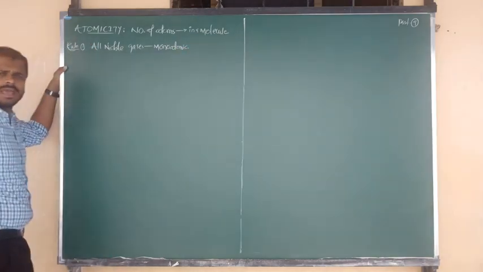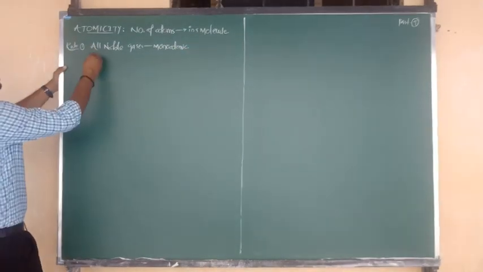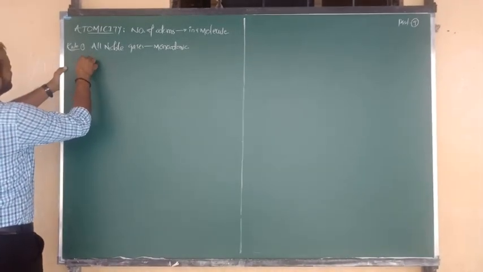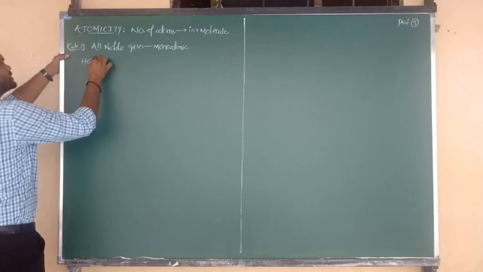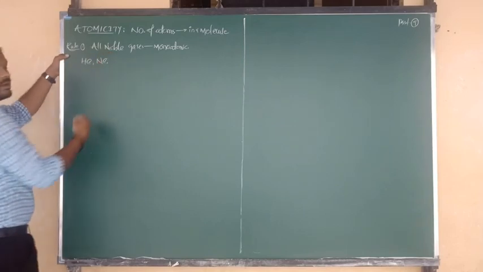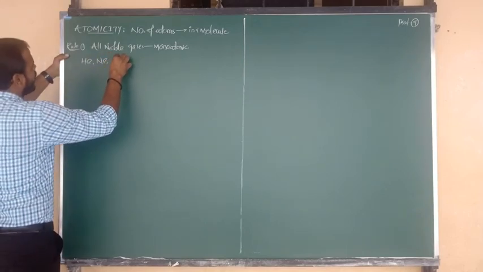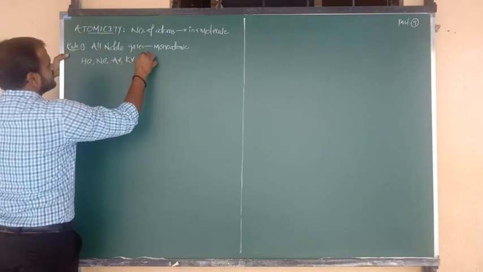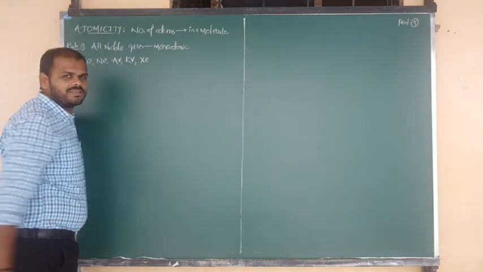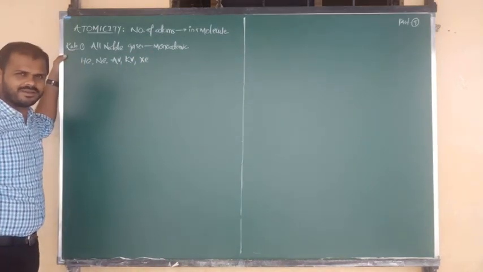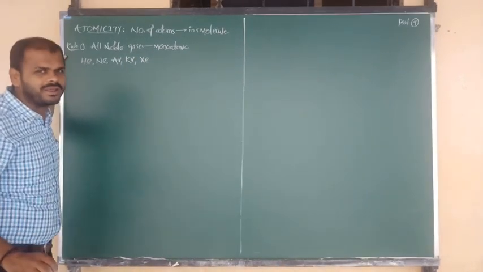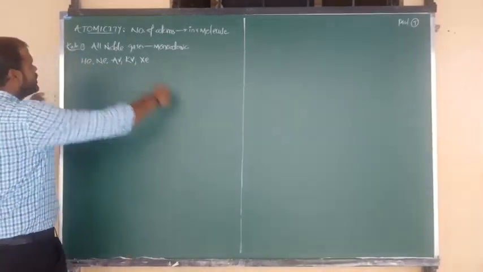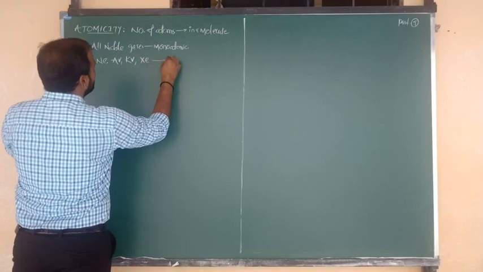What is meant by noble gases? Zero group elements, or inert gases. They are helium, neon, argon, krypton, xenon, and radon. Radon is a radioactive noble gas; you can leave that as information, but try to remember the remaining ones. All these are monoatomic gases.